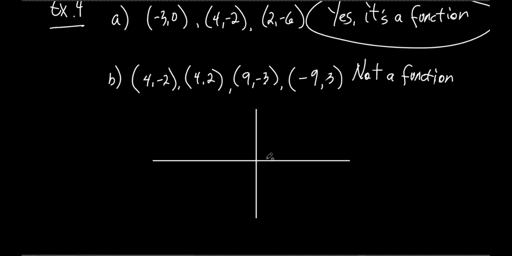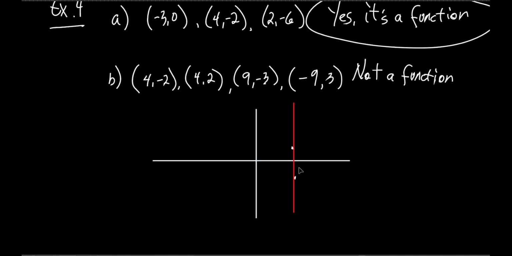So 4, negative 2. There's 4, there's negative 2 right there. And then there's 4 and there's 2 right there. Do you see how they're on top of each other like that? If your points are directly on top of each other like that, that's not a function. Because, again, I'm leading up to something, I promise. Because if I drew a vertical line, I was off a little bit there, but pretend it's right there, okay?